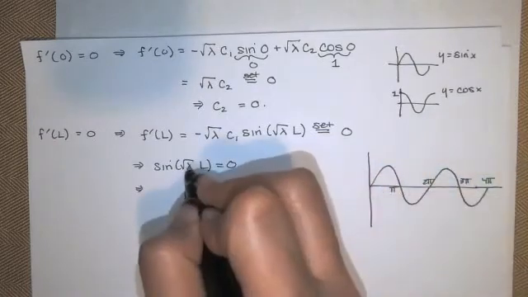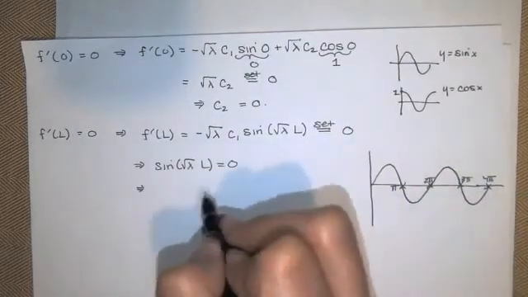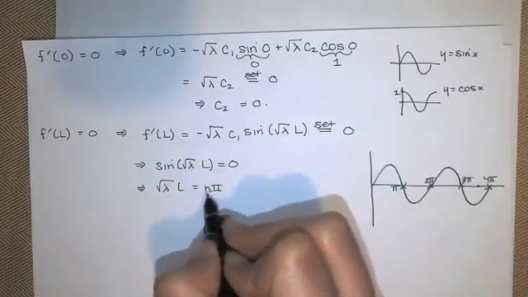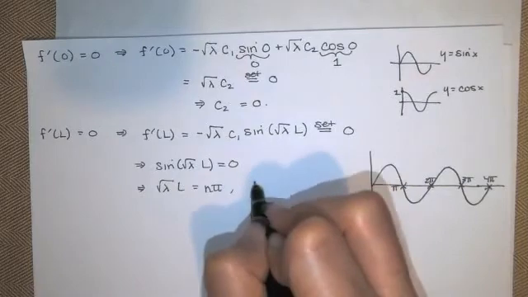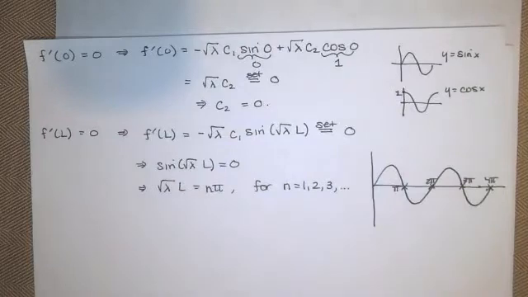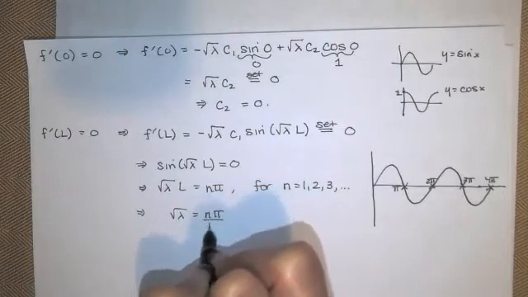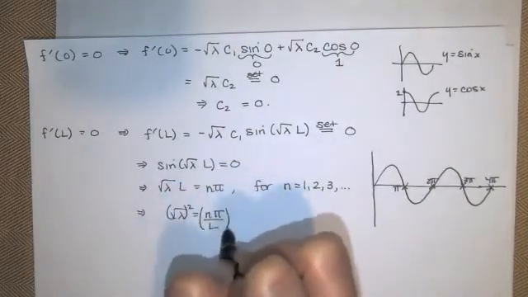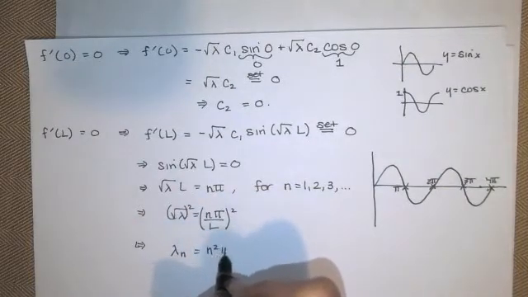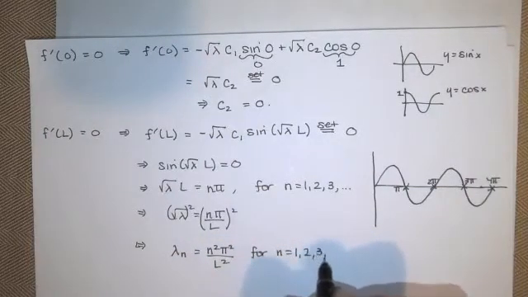So that means that the square root of lambda times L has to be pi, 2 pi, 3 pi, 4 pi, any multiple of pi. So we'll say n pi, but only for the values of n that would cause this right-hand side to be positive. So we want this to be true for n equals 1, 2, 3, and so on. Now we'll solve for lambda. Square both sides. And so you have lambda sub n equals n squared pi squared over L squared for n equals 1, 2, 3, and so on.